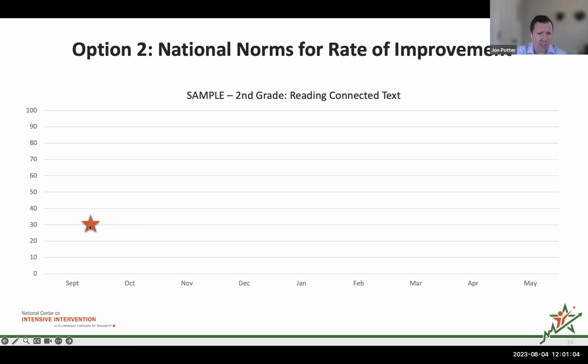What that looks like is we start at 30, we say in 10 weeks we want them to be at 50, we draw a line, and then we monitor progress and evaluate their growth against this specific aim line here.